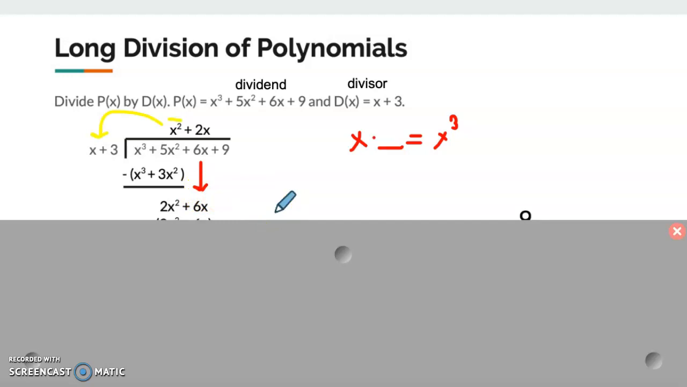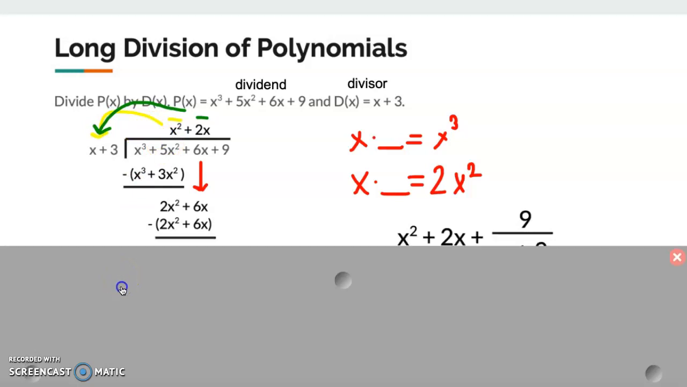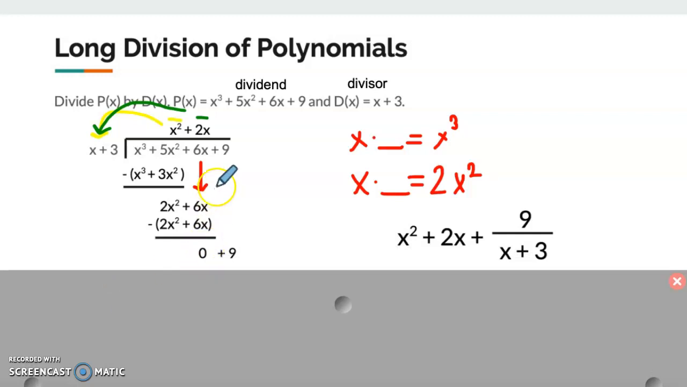So now I bring down the 6x, and on the side of my paper I would start over, just like I wrote before, and I would write x times what is going to give me 2x squared. It's always those first terms in the front. That's where I get the 2x, so notice I have that next term in my quotient, and again we distribute it. So 2x times x gives me 2x squared, 2x times 3 gives me 6x. Same thing. Parentheses, subtract, and I get 0. I bring down my last term, which is 9.